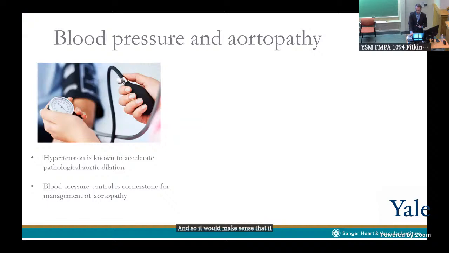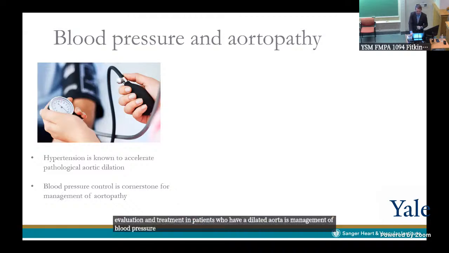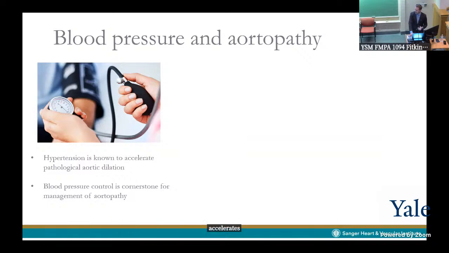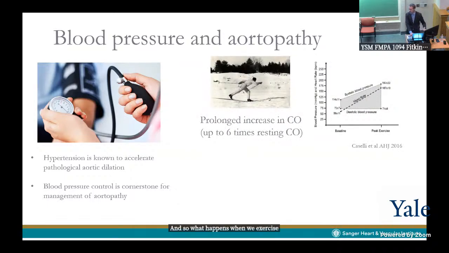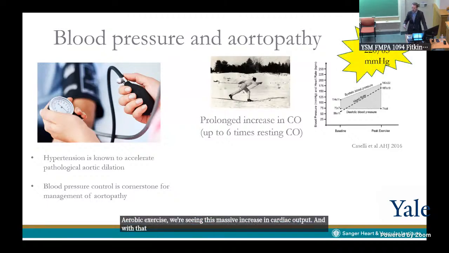I mean, the hallmark of our evaluation and treatment in patients who have a dilated aorta is management of blood pressure. We know hypertension accelerates the disease, and we're really focusing on managing this. And so what happens when we exercise? Again, if we're looking at aerobic exercise, we're seeing this massive increase in cardiac output. And with that, we do increase our blood pressure. We see a prolonged increase in blood pressure.